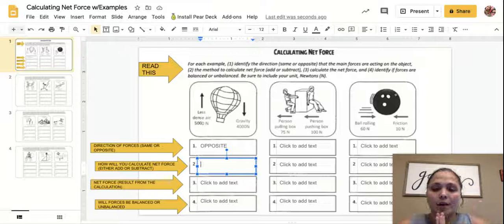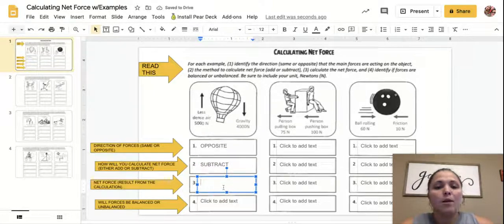Number 2, how will you calculate net force? So if the arrows are in the same direction, we will add, and if they're in opposite directions, we subtract. So same is add, opposite is subtract. So this one was opposite direction, so I'm going to subtract. Now I'm going to actually calculate that. So I'm going to subtract, and I'm going to do 5,000 minus 4,000. 5,000 minus 4,000 equals 1,000. And it says to be sure to include your units, so make sure that you put newtons.